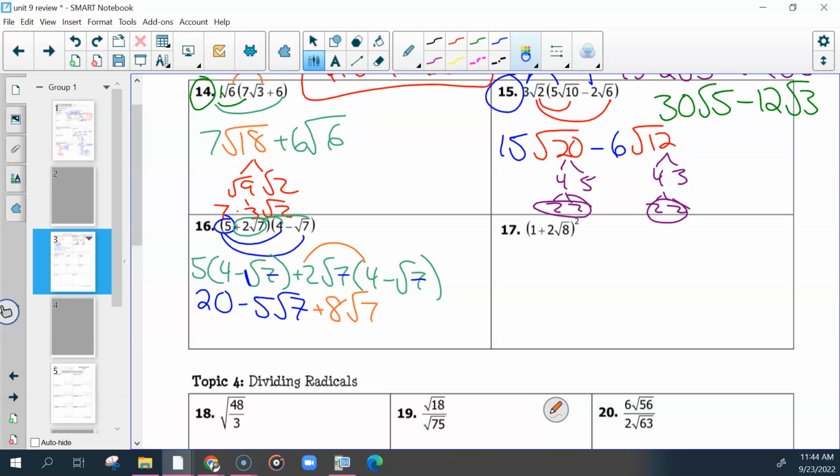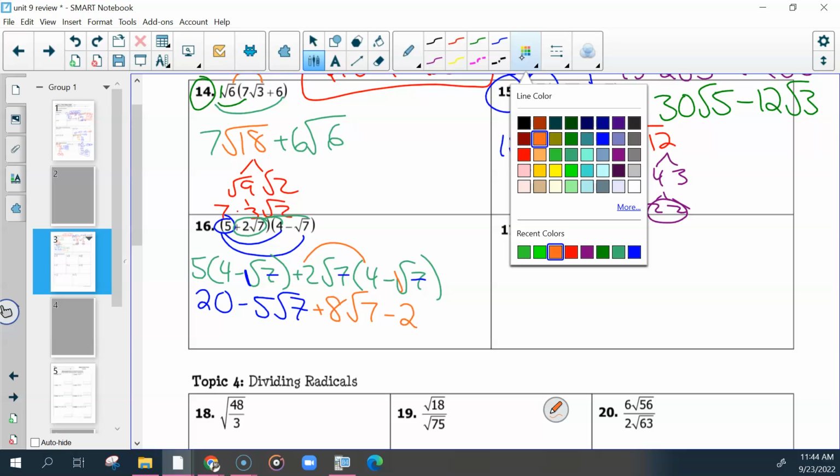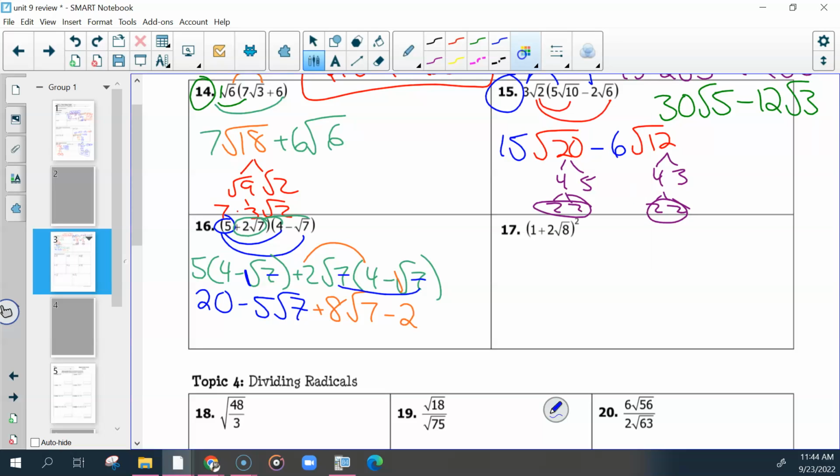And then the last one, you would again multiply your outsides together, the 2 and the negative 1. But you do have insides you would multiply together. So those would both be underneath the square root. 7 times 7. Do we have any questions so far before we continue? On which part?